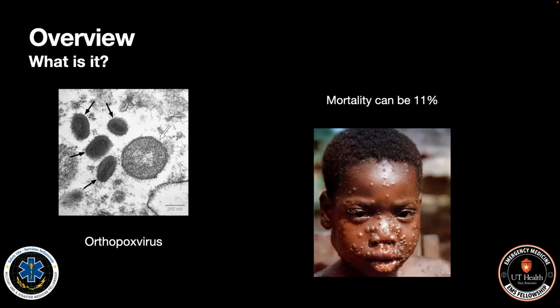Monkeypox is an orthopox virus similar to smallpox. It can be self-limiting, however, the young tend to be more affected. There are two subtypes, West African and Central African. Central African tends to be more deadly, with mortality as high as 11%. It was first ID'd in primates and was first noted in humans in the 1970s. Because of the eradication of smallpox, it has become the dominant orthopox virus seen today.